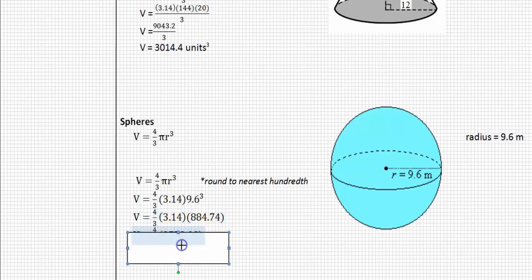Then we take that and multiply it by 3.14. We get approximately 2,778.08. And then we're going to multiply that by 4/3 to come to our final calculation of the volume being approximately equal to 3,704.11 meters cubed. So almost 3,704 cubic meters would entirely fill this sphere.